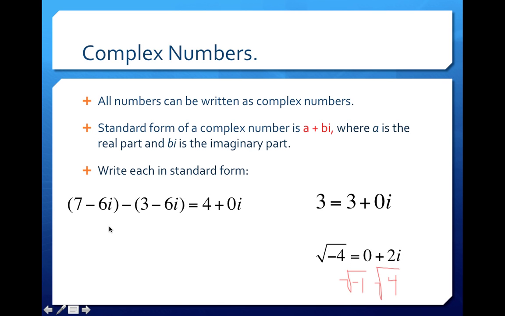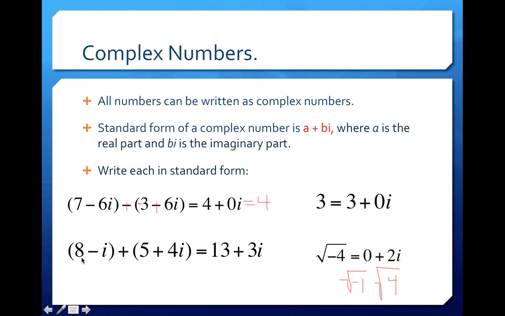Alright, so now let's add complex numbers. When we add complex numbers, I have 7 minus 3, that's my real part, which is 4. And I have negative 6i minus a negative 6i. So a negative and a negative are going to make this positive, which cancels out. So I end up with 4 plus 0i, which can also be written as just plain 4. Both mean the same thing.